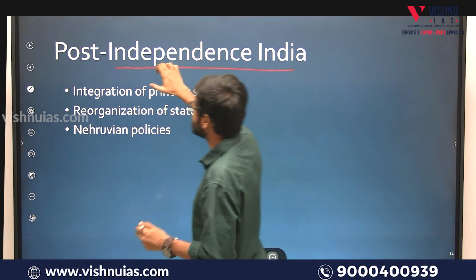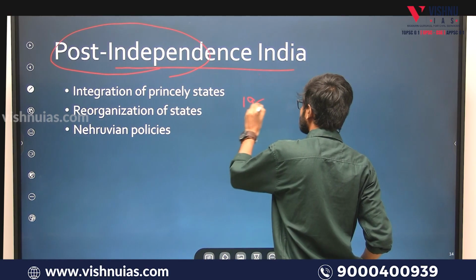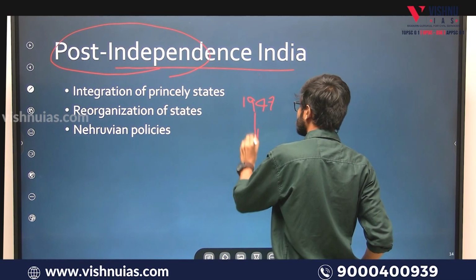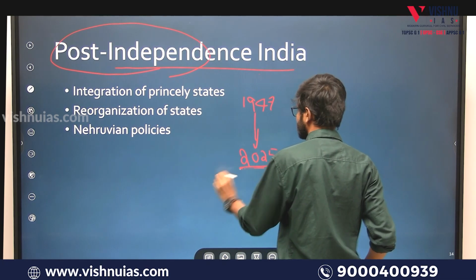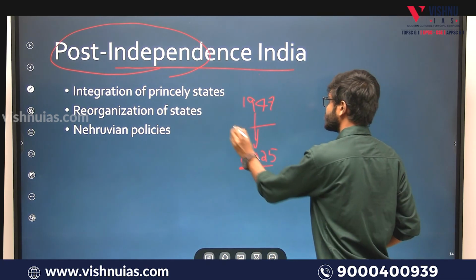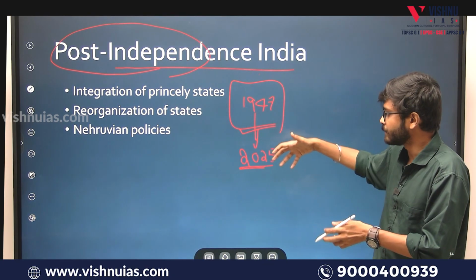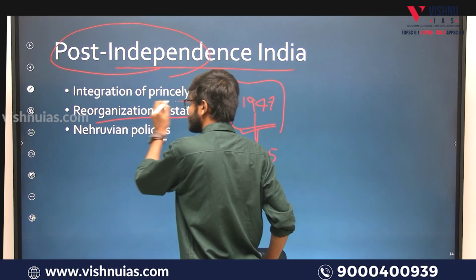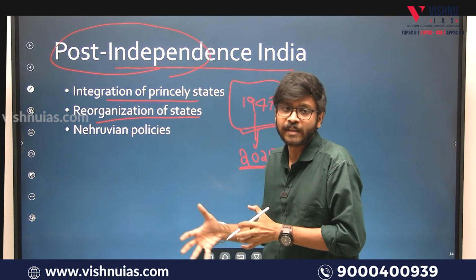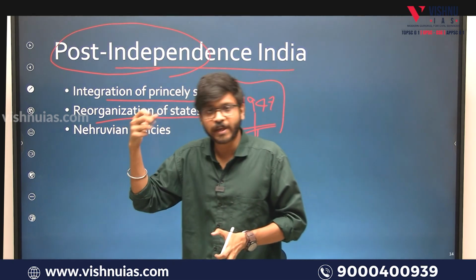Okay, so post-independence India. Where will we start post-independence India? We got independence in 1947, and maybe even 2025 can be included in this post-independence India. But still, you have to focus on this area. What happened after 1947, like the reorganization of states, the integration of princely states. What happened immediately after independence? And also the initial days, the Prime Minister was Nehru.